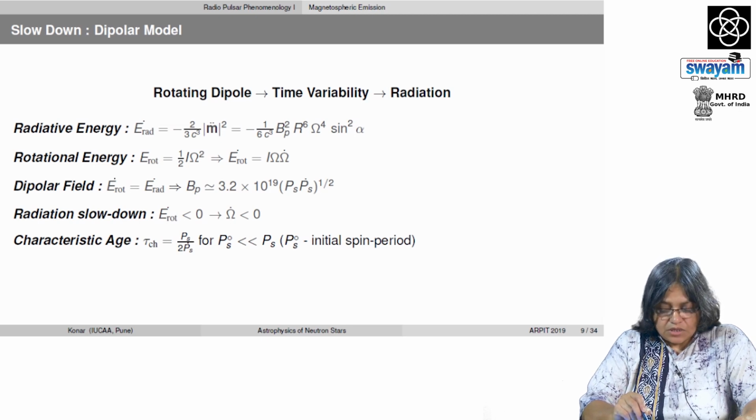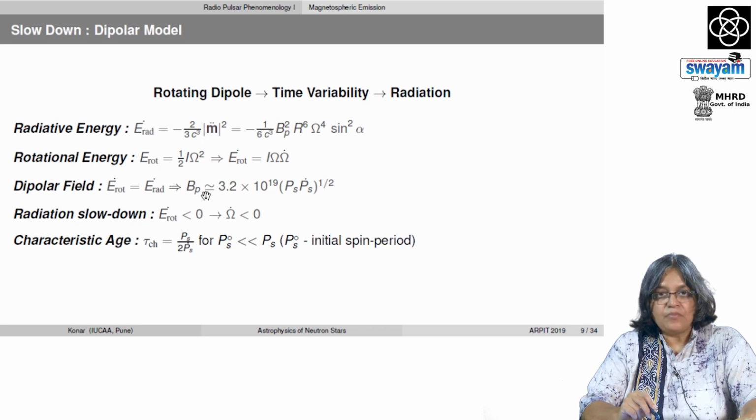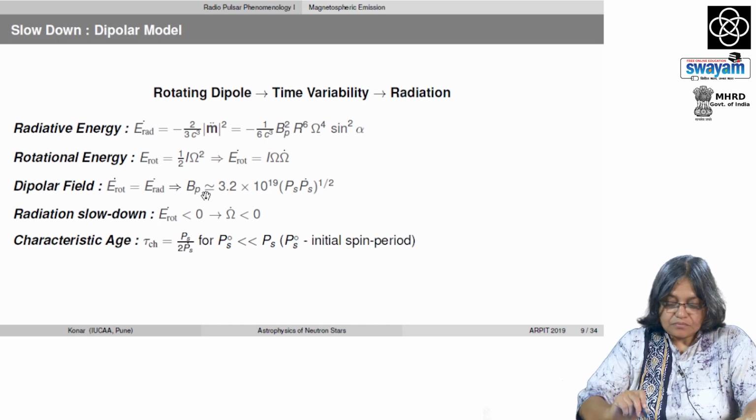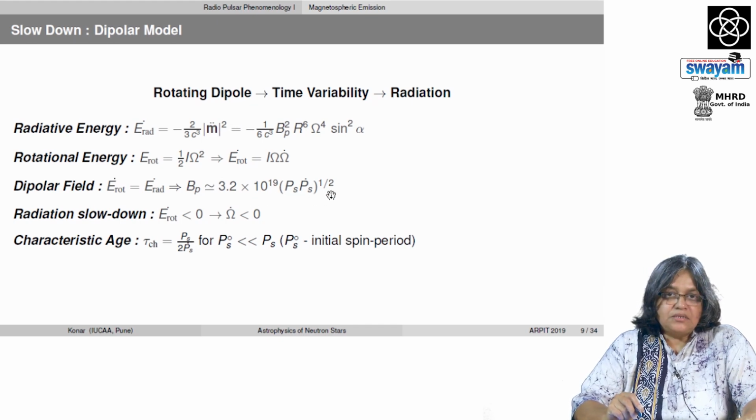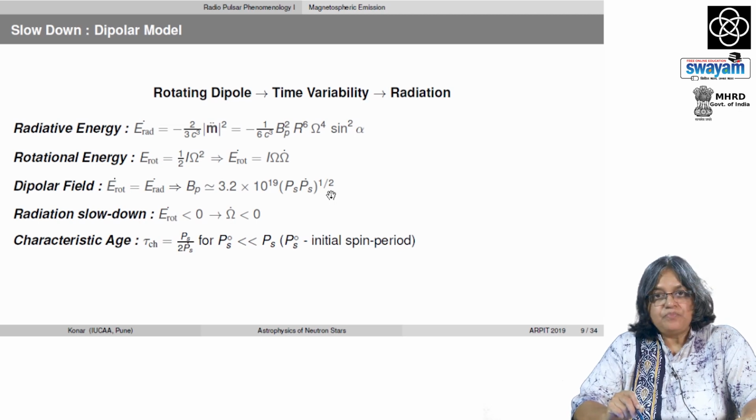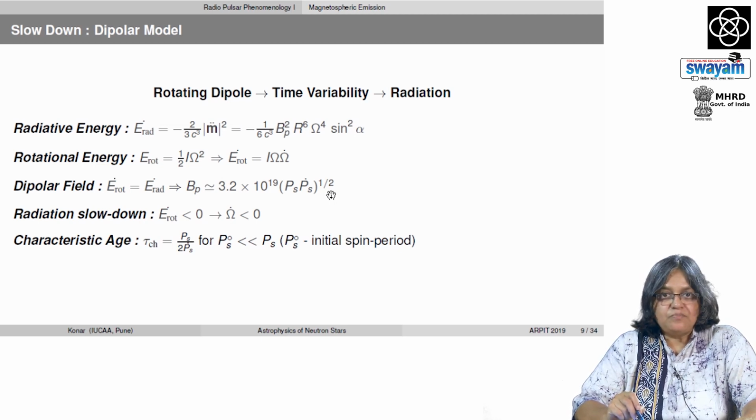Now, equating these two, assuming that the radiative energy comes exactly at the cost of the rotational energy, we obtain an estimate for the dipole field, and this is given by some proportionality constant multiplied by spin period multiplied by spin period derivative to the power half. So, magnetic field is proportional to the square root of P P dot. Now, this is something which is useful to remember.